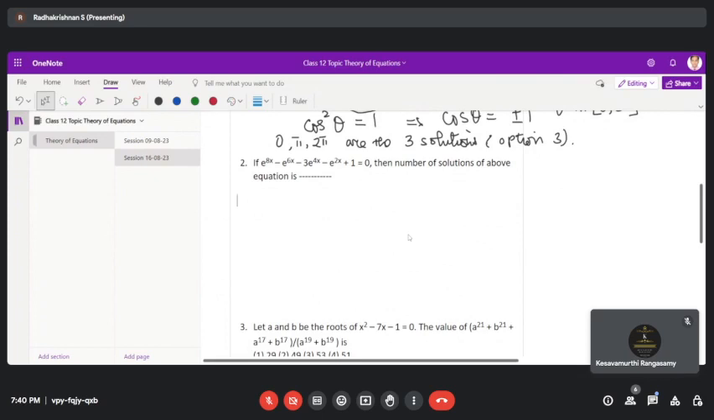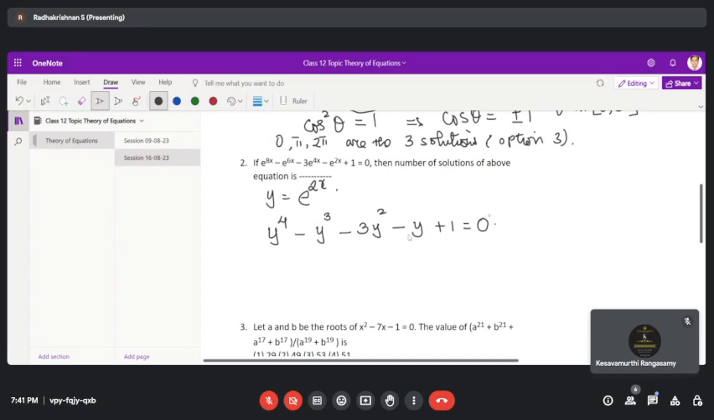So what substitution can you think of? Sir, y equal to e power 2x, sir. Right. So if you put that, this equation will become y to the power of 4 minus y to the power of 3 minus 3y square minus y plus 1.